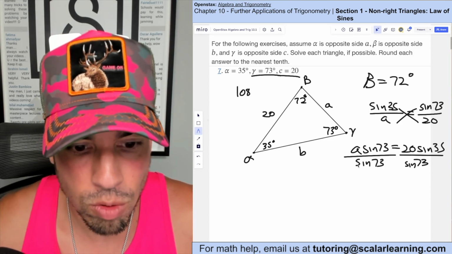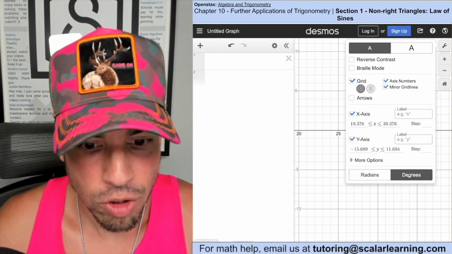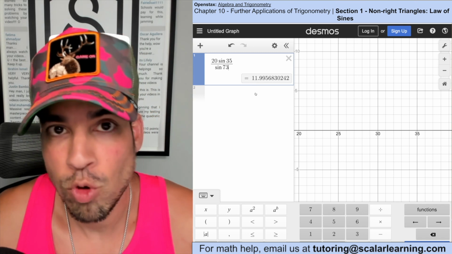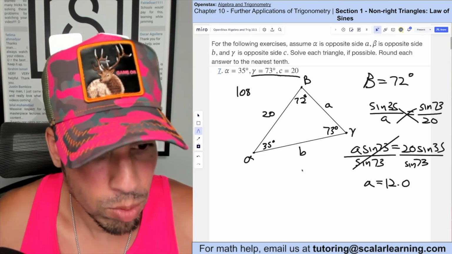And to get this value, we're going to approximate in Desmos. Make sure that you're in degrees mode first. And we get 11.995, which rounds up to 12.0. And then for B, we're going to do the same thing.